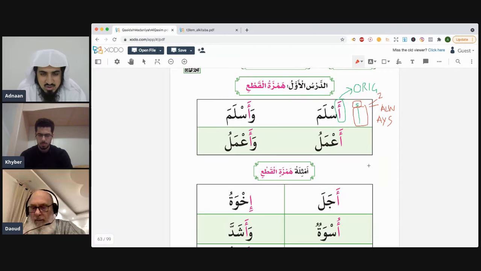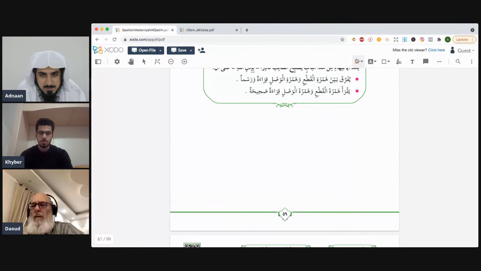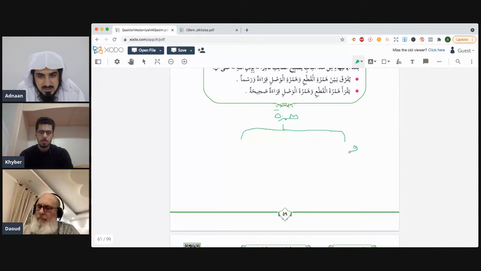Okay, let's make a tree diagram to make it simpler, inshallah. So can you guys see my book? Yes. Okay. So let's start. This is Hamza, written Hamza, divided into two. We have Qata', so that's a Qa, a Ta, and an Ain. Can you guys see? Yes. And you have Wasl.